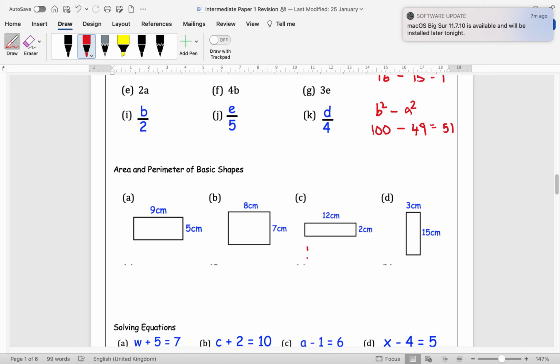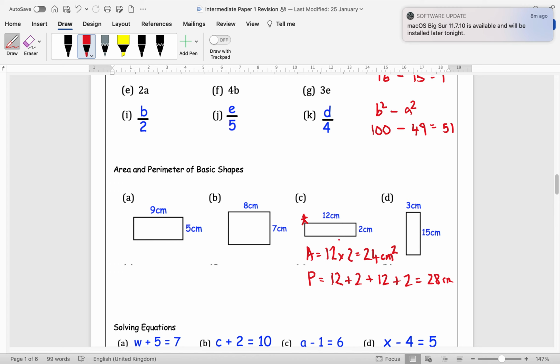So the area is 12 times 2, which is 24 centimeters squared. The perimeter is 12 add 2, but with perimeter, imagine sort of a little person here taking a walk all the way around. So not only would he walk 12 and 2, he'd then have to walk another 12 and another 2 to get back to where he started. So all in all, he's walked 28 centimeters.